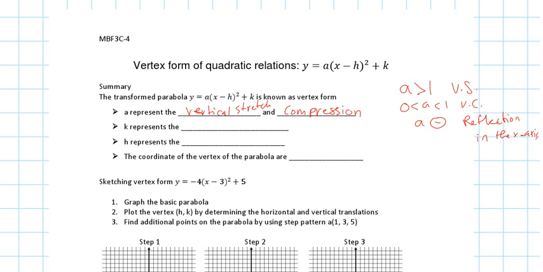So basically, when you look at A, if it's negative, all you have to say is it's a reflection in the x-axis. That takes care of the negative, and then you look at the actual number. If the number is greater than 1, you say it's a vertical stretch. If the number is between 0 and 1, you say it's a vertical compression. K, which is out here, represents your vertical translation. Is it up or is it down?